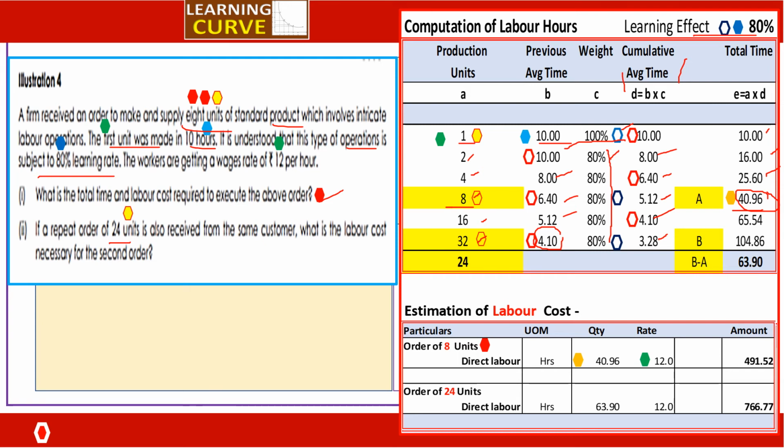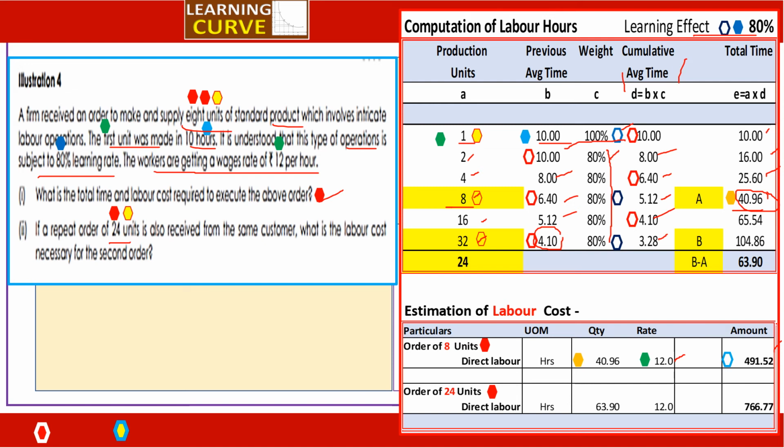And what is the rate? It is understood that this type of operation is subject to 80% learning curve, and the workers are getting wages at the rate of 12 per hour. We get 12 per hour as the rate. Therefore, for an order of 8 units, direct labor of 40.96 at the rate of 12, the labor cost will be 491.52.